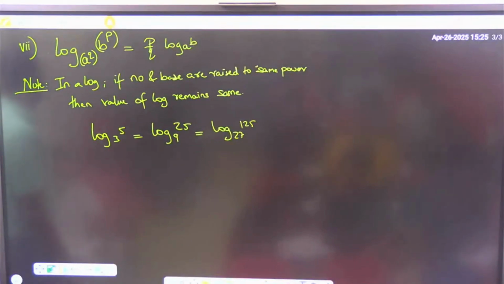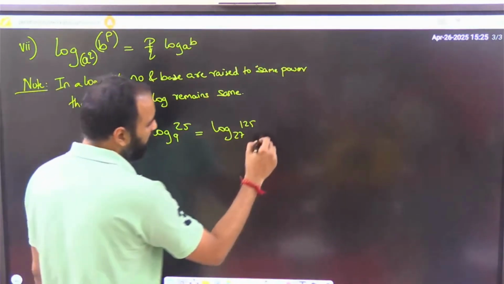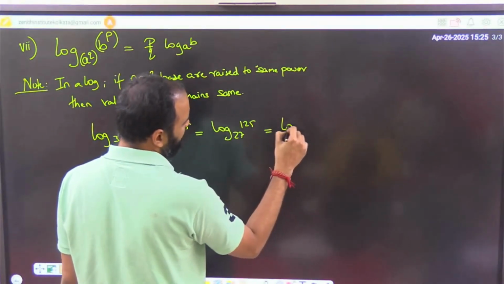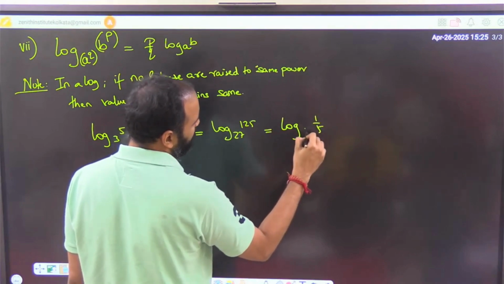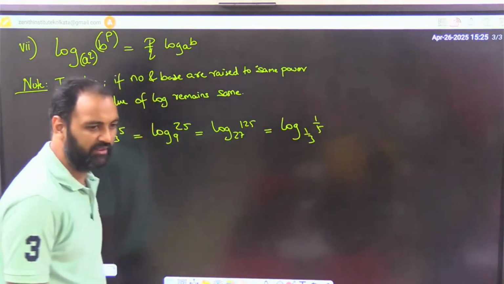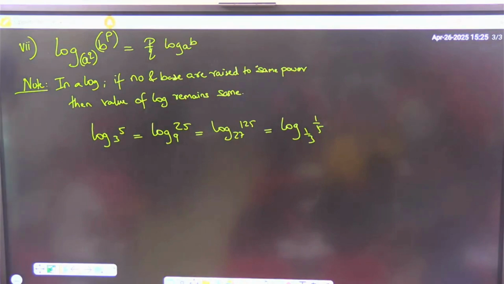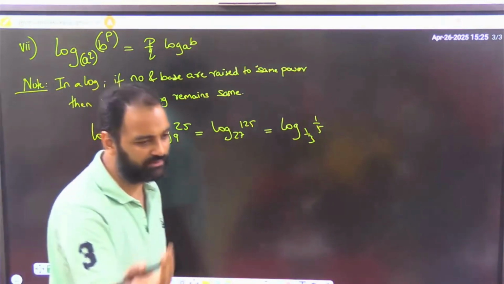125 is 5 cube, 27 is 3 cube. The cubes come out and cancel off. What are we left with? Log 5 to the base 3. This would work with inverse powers as well. So that would be the same as log of 1 by 5 to the base 1 by 3. 1 by 5 is 5 power minus 1, 1 by 3 is 3 power minus 1, both the minus 1 come out and cancel off.